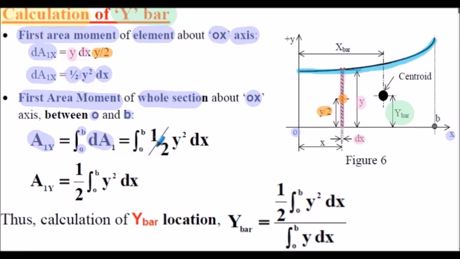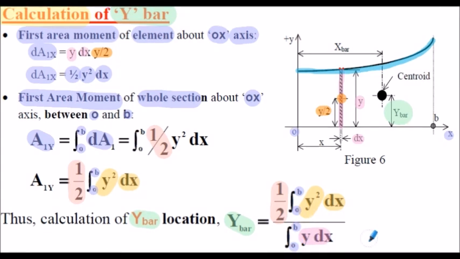Just note on the next line, I've simply taken a constant of a half outside of the integral. That leaves me with y squared integrated with respect to x between our given limits. So the calculation of the y bar location is given by this formula: the first moment of area divided by the calculation of the area between our limits, and the area of our elemental strip was simply y dx, height multiplied by the width, but between the same limits, of course. So that's the generic formula for calculating y bar.